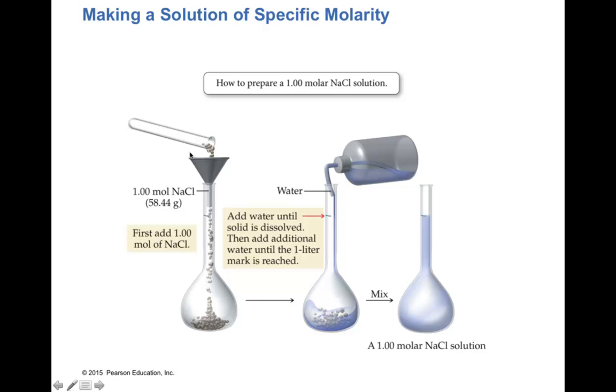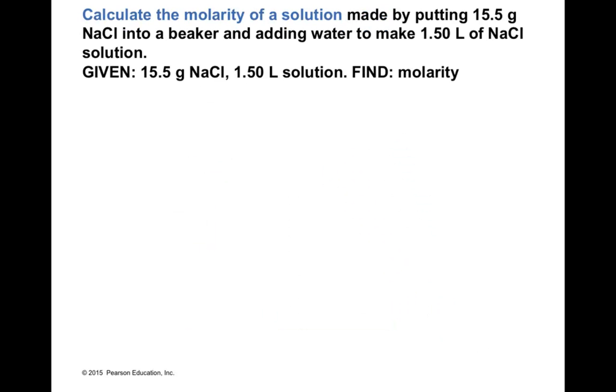The first thing that you're going to do is add the solute, in this case sodium chloride, to the flask, and then add enough water to dissolve the sodium chloride. Then you keep adding water until you reach this mark. When you reach this mark, you have a volume of 1 liter, and here we have a 1 molar sodium chloride solution. So first you add the solute, then add enough water to dissolve it, and once it's dissolved, you complete to the mark with more of the solvent, which in this case is water.